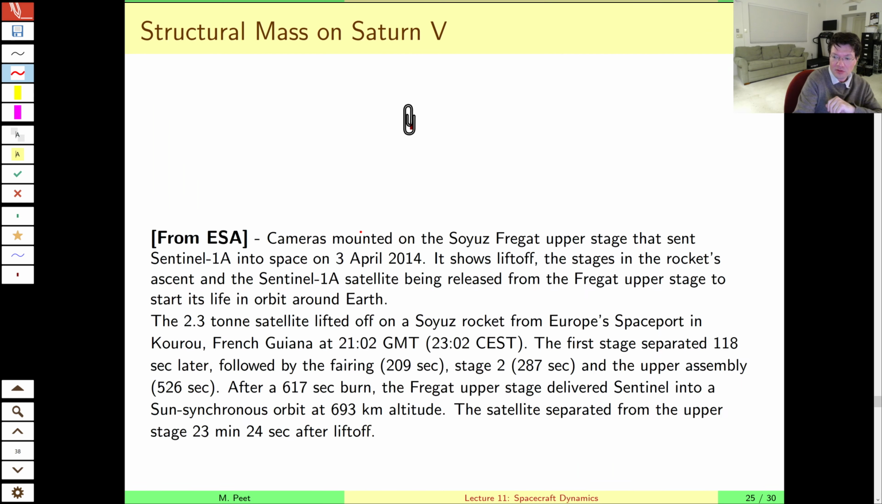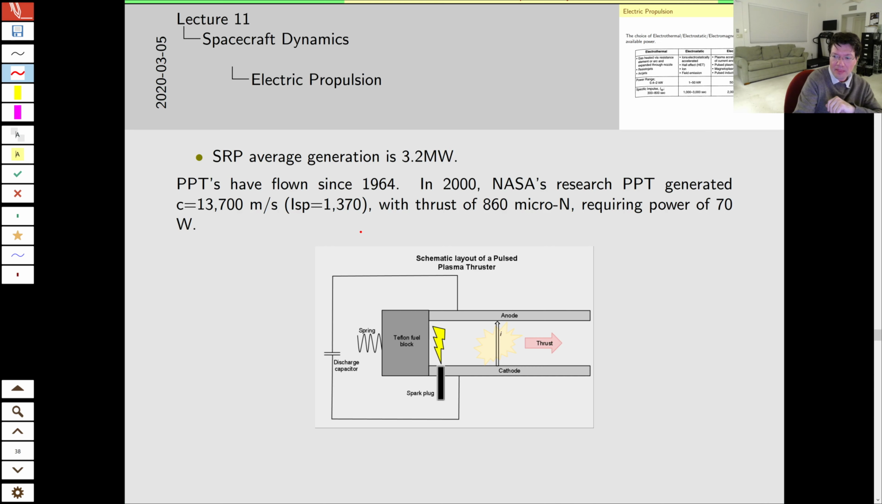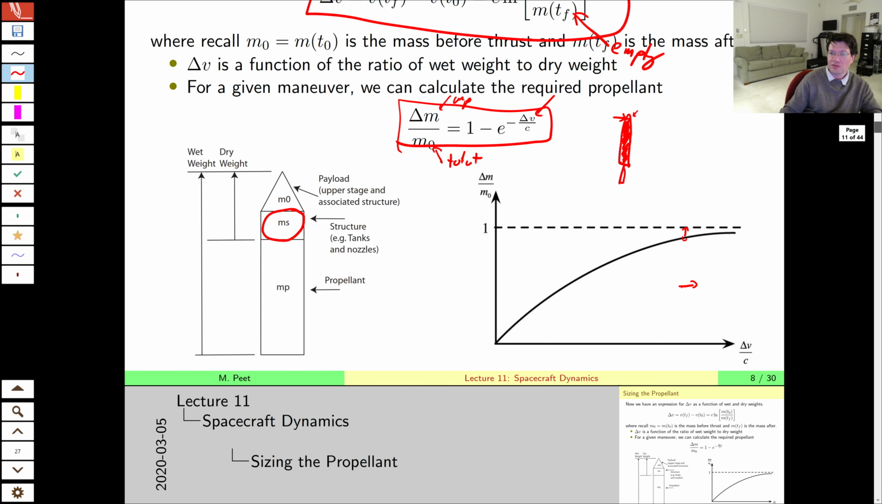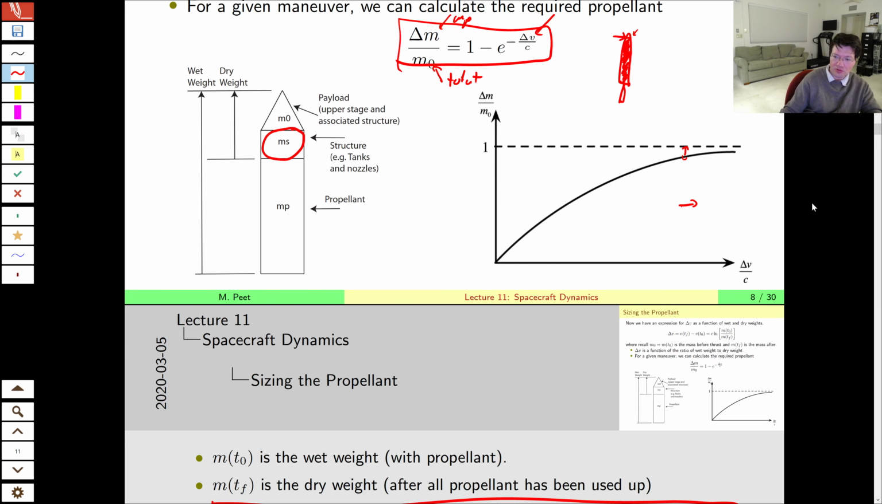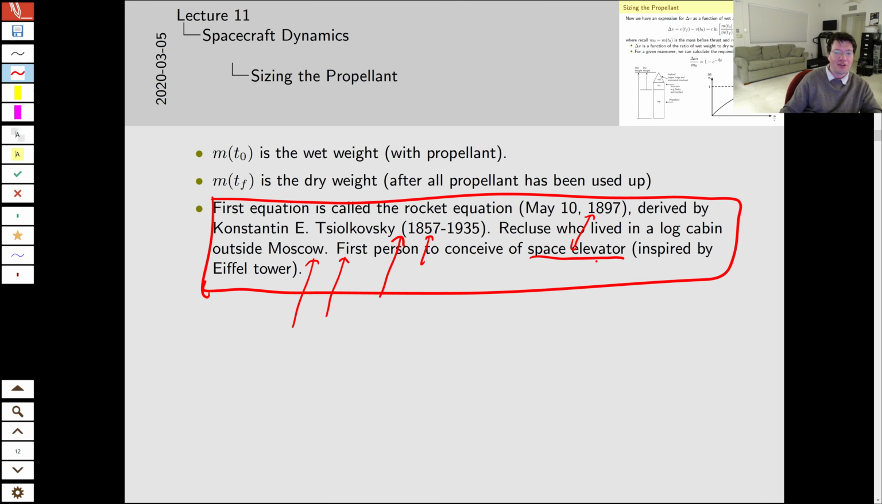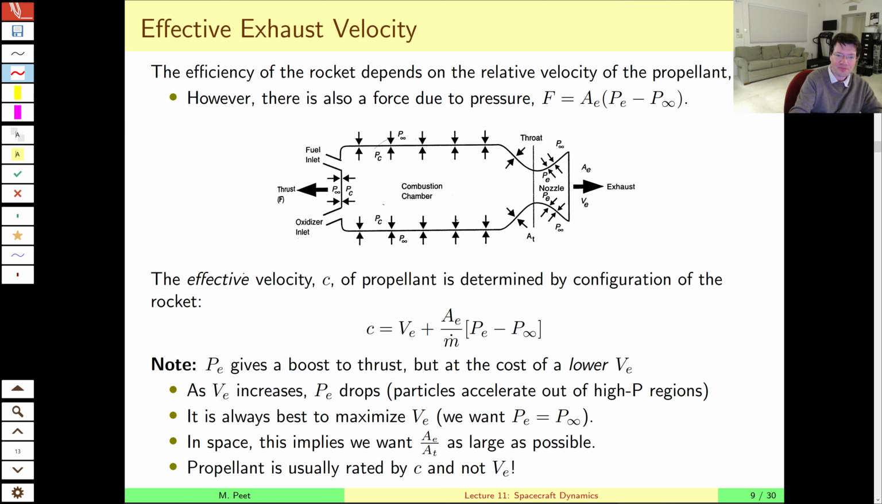Sorry, I seem to have lost myself. Must have pushed home or something. There we go. So the space elevator, inspired by the Eiffel Tower during, I guess, one of Tsiolkovsky's visits to Paris or something like that: build it large enough, and you can put things into space without using the rocket equation. So an alternative means of transport there.